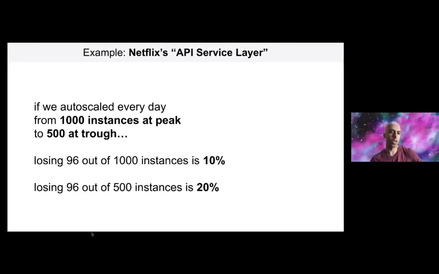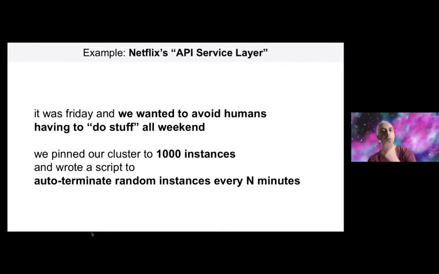And assuming we were auto scaling to 500 nodes at the low point and 1,000 at the top, we're losing 10% of our capacity at peak and 20% at the bottom. So this is pretty significant. And this was on a Friday, and it was really important to us that we weren't going to have to do stuff all weekend. We didn't want to be constantly watching graphs and manually terminating instances. It was really important for us not to have to do that.